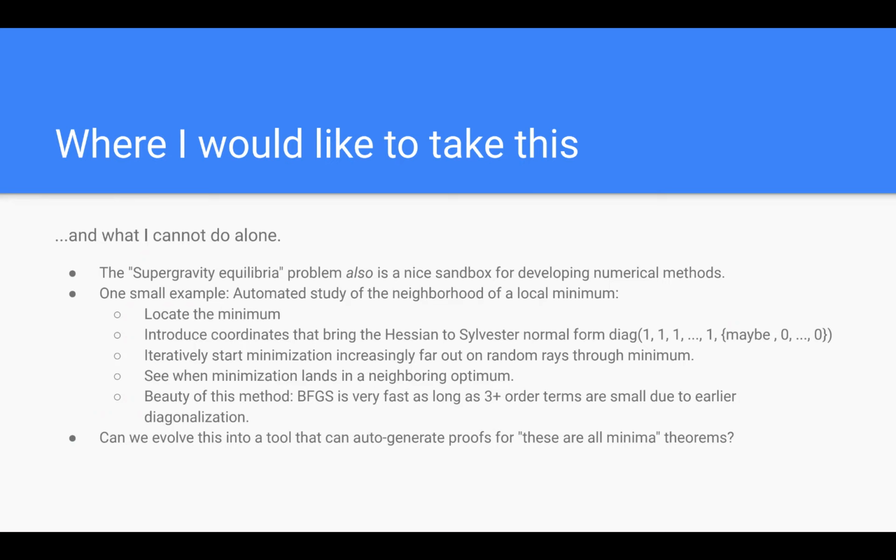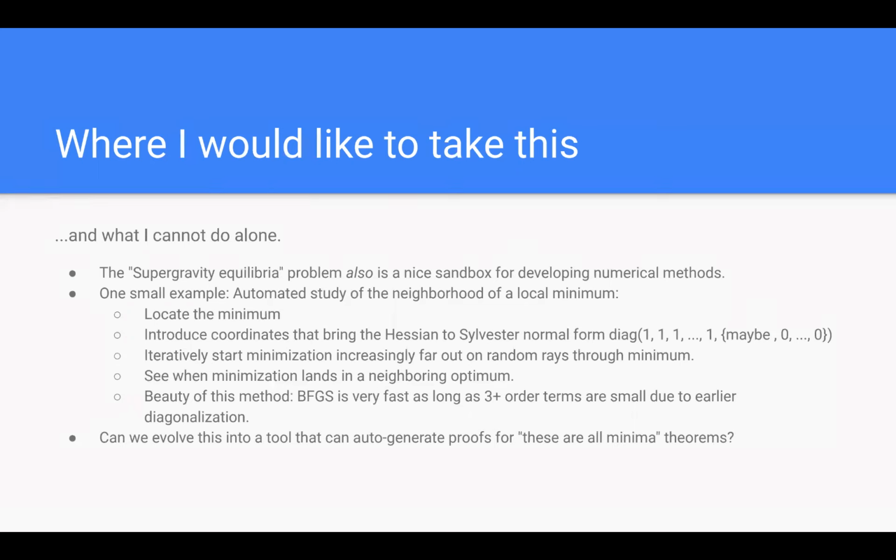And the beauty of this method is that due to bringing the Hessian to Sylvester normal form, numerical optimization, in particular when we are using BFGS, is very fast as long as the third and higher order terms are small. So the diagonalization helps a lot here with the computation.